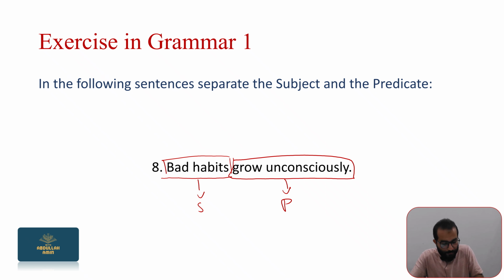So I would like to tell you that the words which have shias, not shias actually, shus at the end of them, they pronounce like shus. Unconscious, conscious, delicious, these are the words which are pronounced like their actual pronunciation is shus, not shias. So next time you have this type of word, please pronounce it correctly. So okay, in this example, bad habits is the subject, grow unconsciously is the predicate.